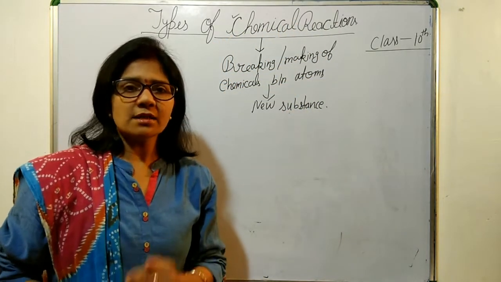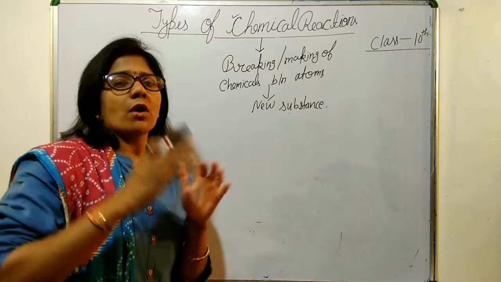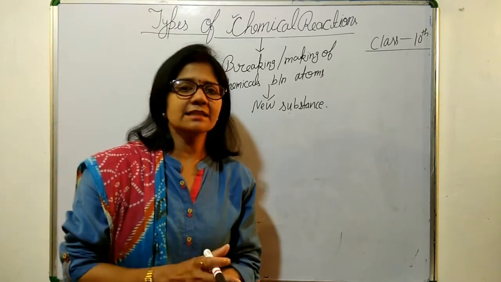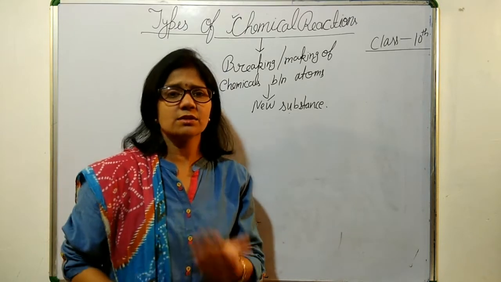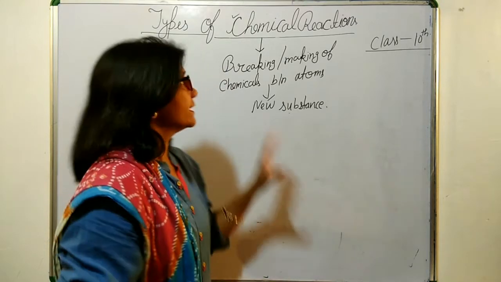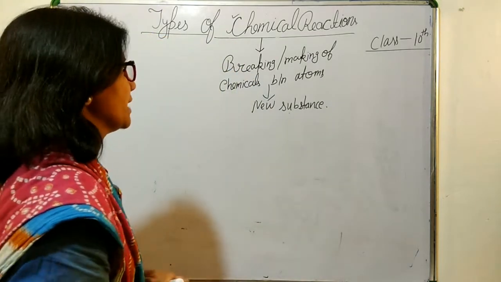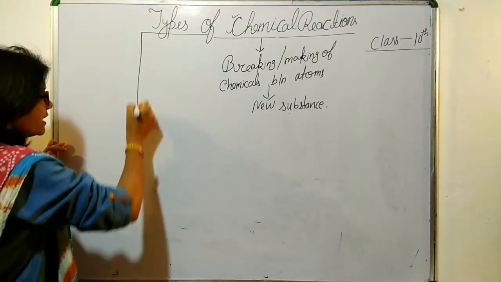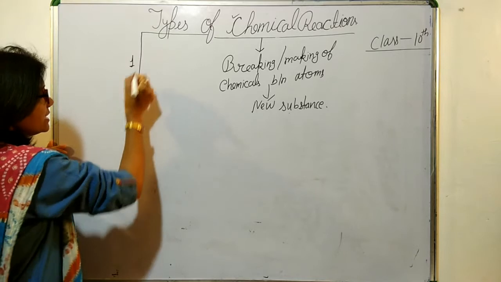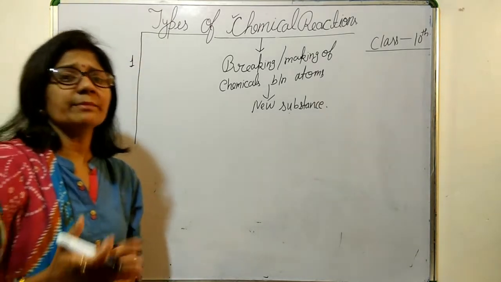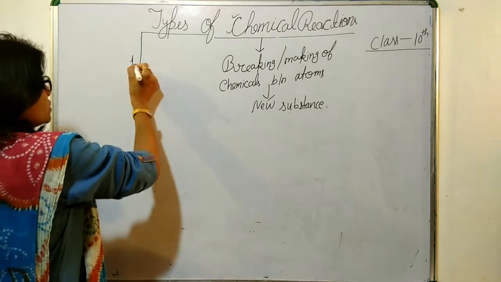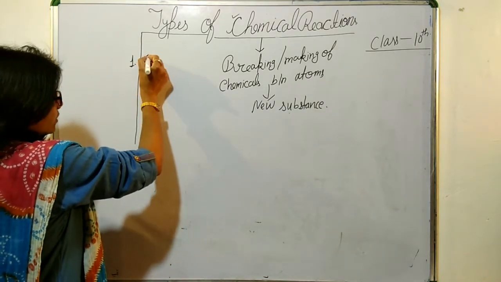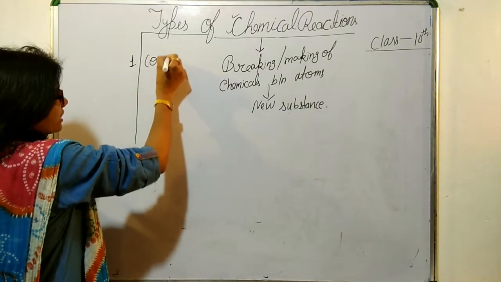Now, on the basis of the product formed, or on the basis of the reactants involved in the reaction, or the process by which it is going on, the reactions are of many types. So at first we list all these. There are basically 6 types of reaction at your level. So the first reaction is combination reaction.